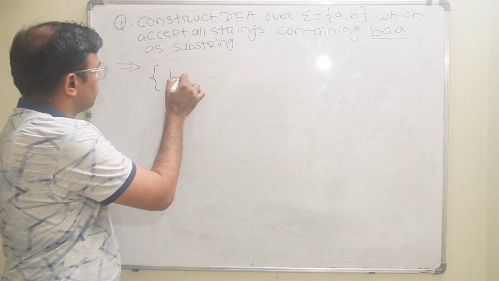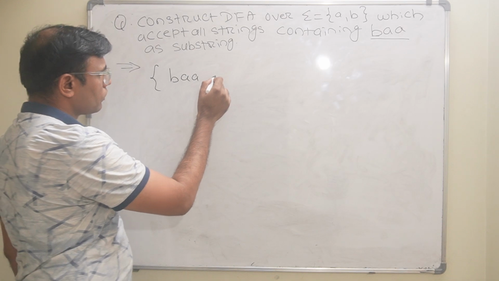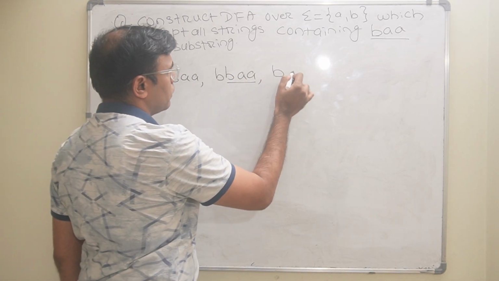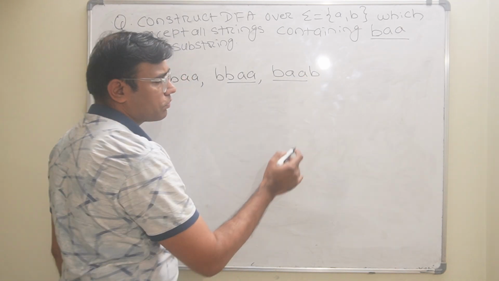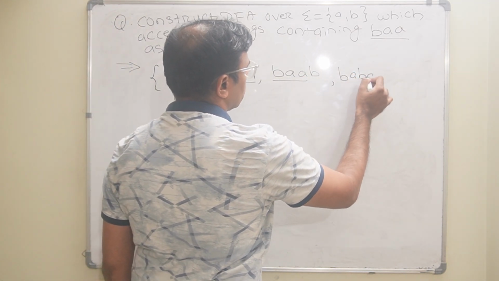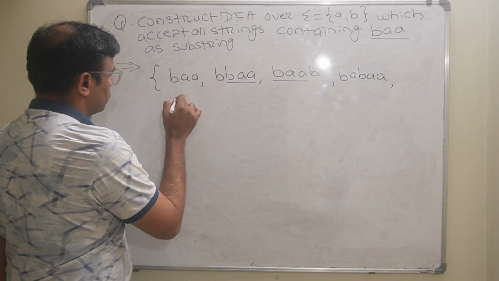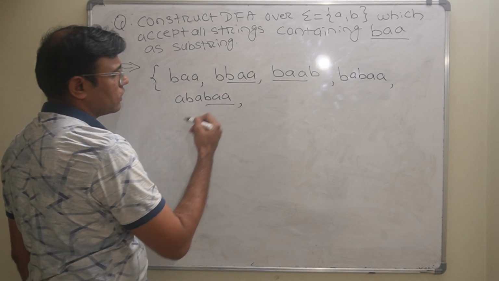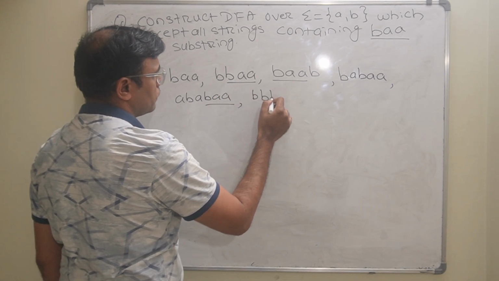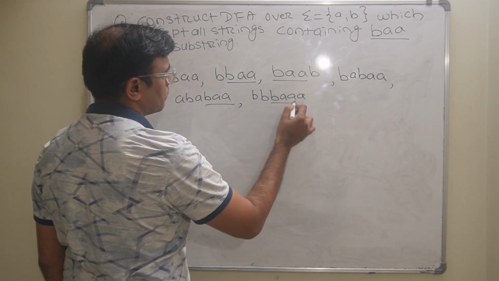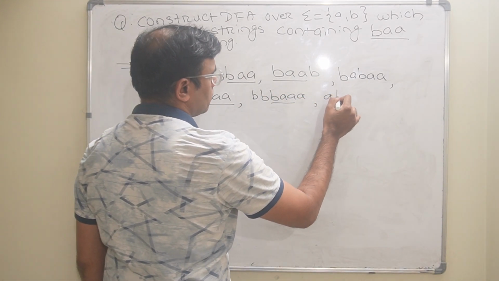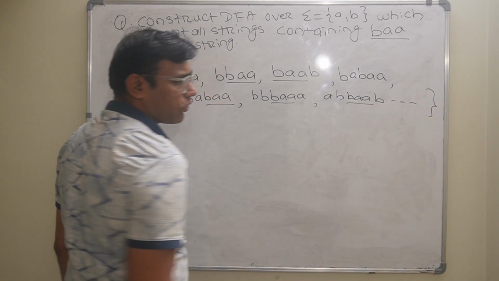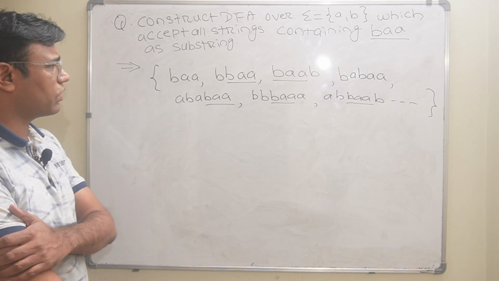So the first value is BA itself. Then we can write BBAA containing BA as substring, then BAAB containing BA as substring, then BABA, then AB ABAA containing BA as substring, then BBBAAAB containing BA as substring, then ABBA and so on. So these are some possible values. Using these values we will construct the DFA.